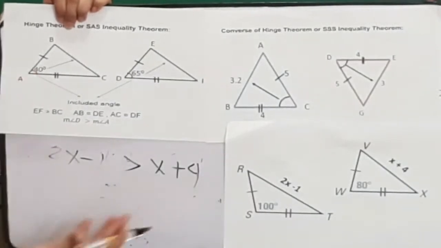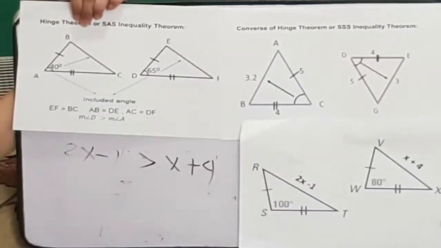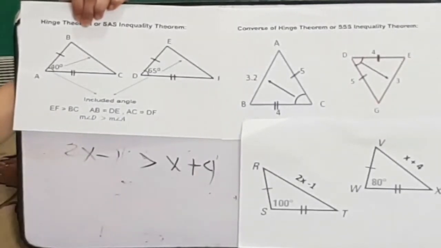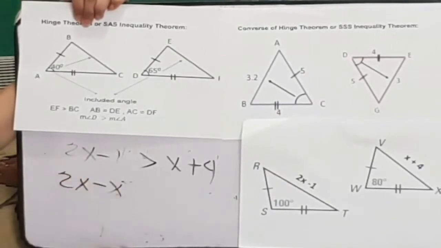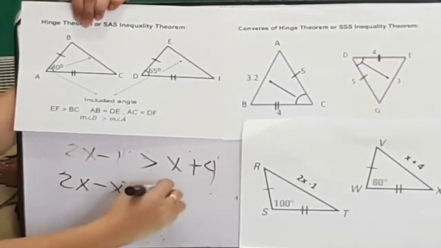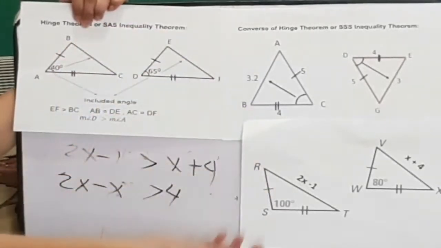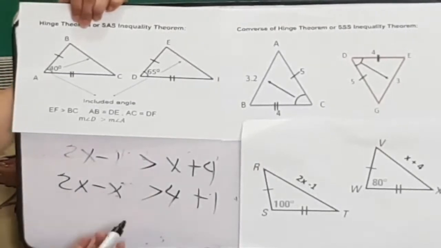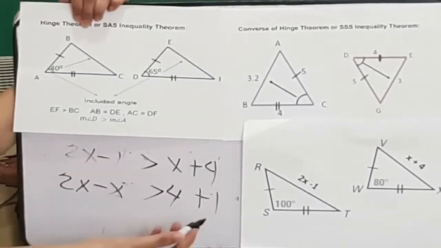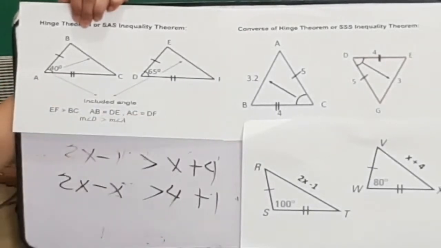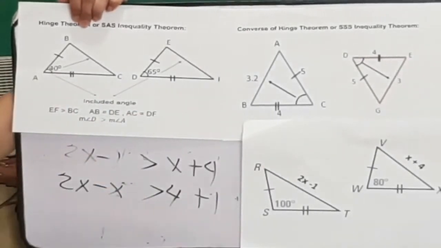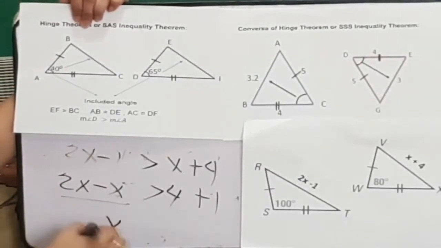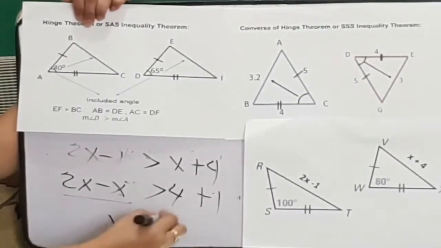Now, to find the possible values of x, we can use the transposition method. Transposing x to the other side of the inequality, we have 2x minus x is greater than 4, and transposing negative 1 to the other side, it becomes positive 1. So we now have 2x minus x is greater than 4 plus 1. In the transposition method, take note that the property behind it is the APE, or the addition property of equality. Simplifying, 2x minus x is equal to x, and 4 plus 1 is equal to 5.